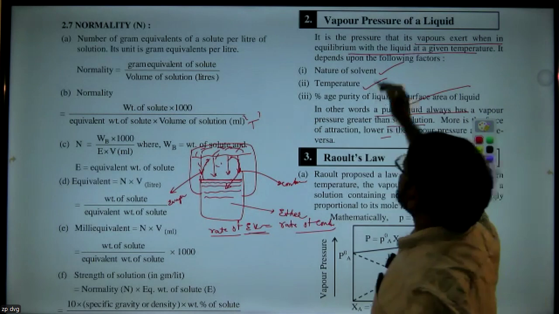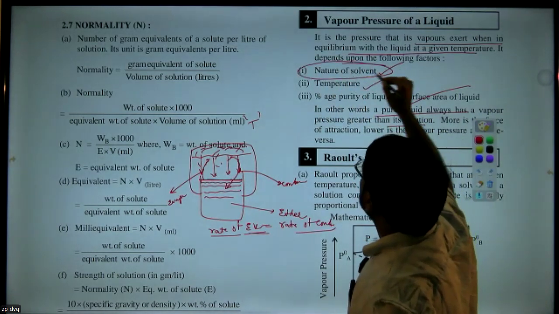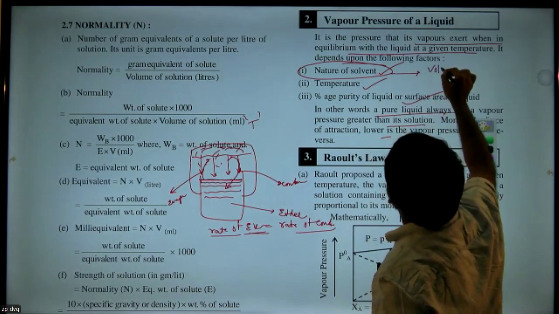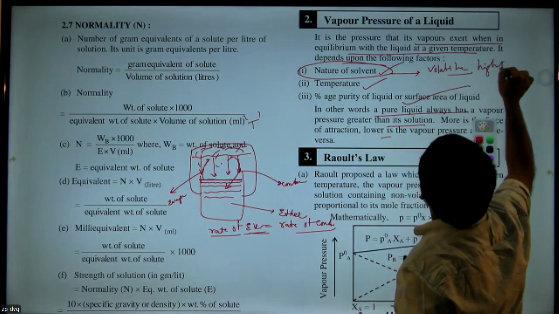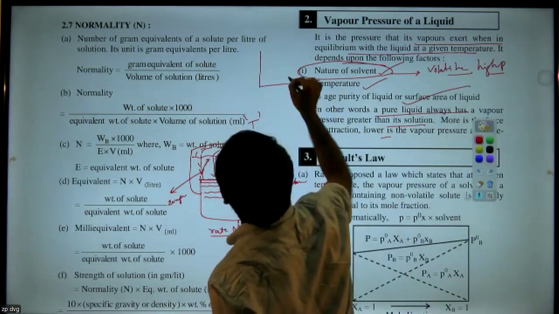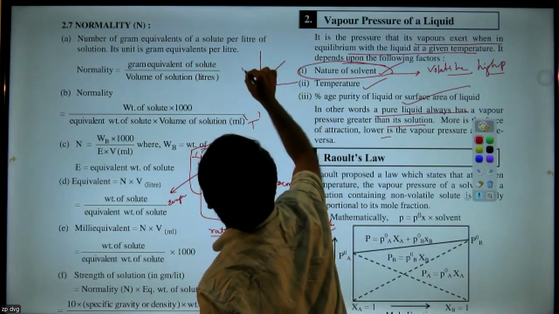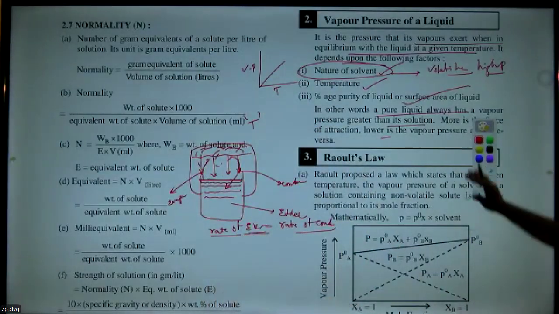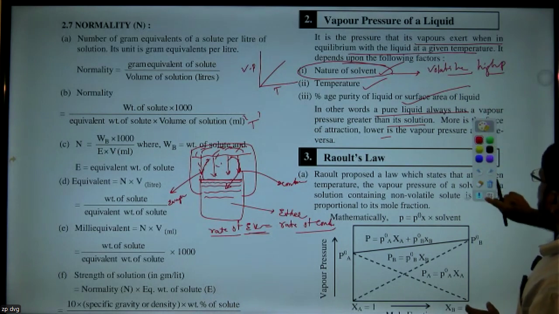Nature of solvent: some solvents have high vapor pressure. Which are having high vapor pressure? Easily volatile substances have high vapor pressure. Temperature: if the temperature increases, what happens? Vapor pressure increases. Vapor pressure and temperature are directly proportional. So this is all related to the vapor pressure of the solution.